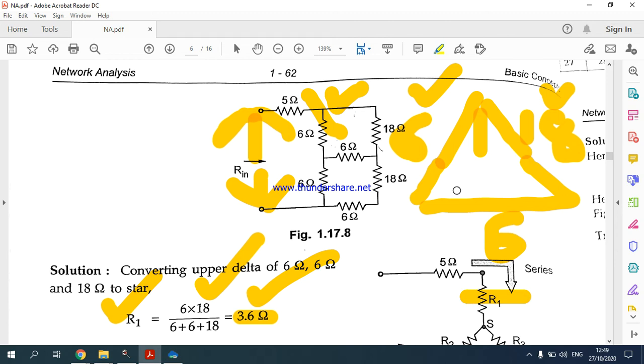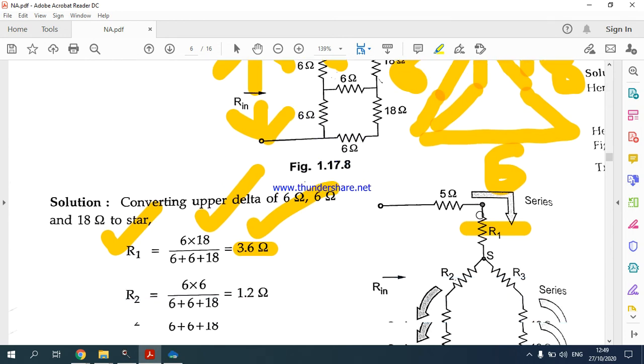Okay, fine. I want to get another resistor. Where do you get another resistor? Here. I want to get this resistor now. For this resistor, what I do now? What value into what value? Here I am getting 6 into 6, which is in between 6 and 6. 6 into 6 divided by the sum of all these three, right?